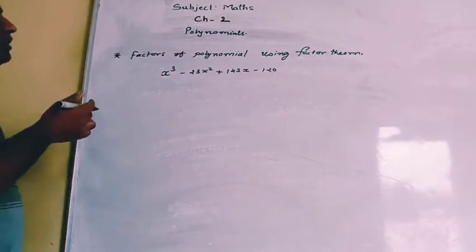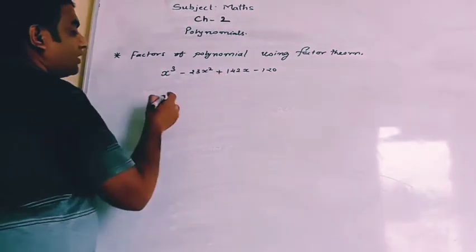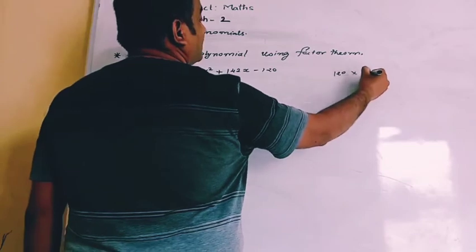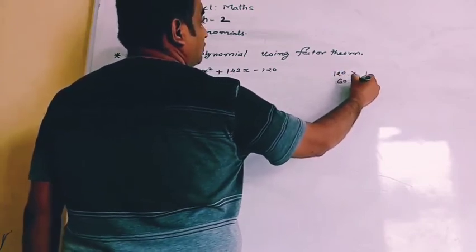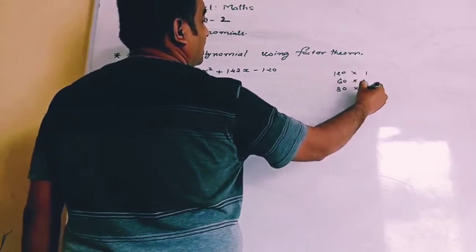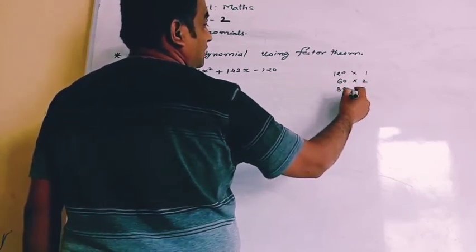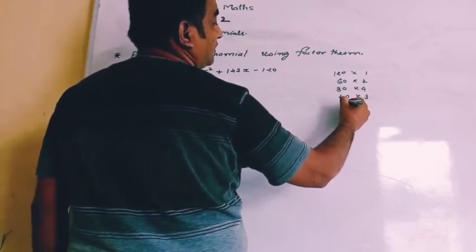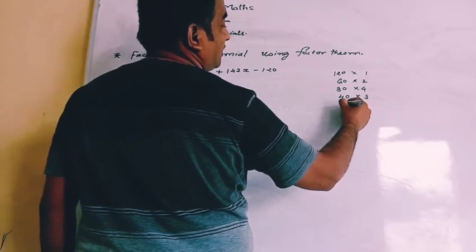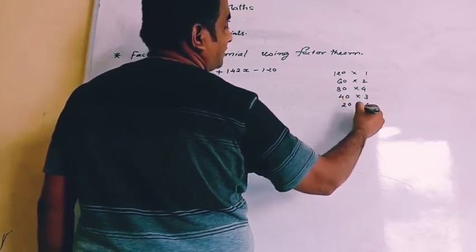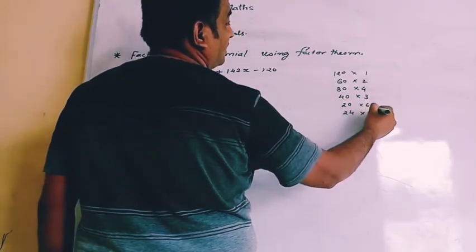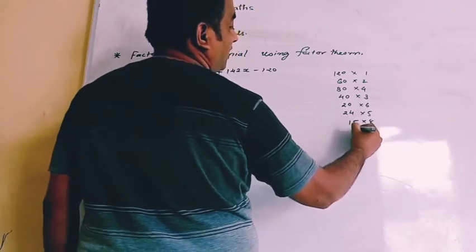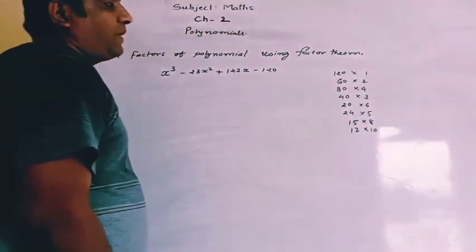Now let's see the cubic polynomial. So the last term is 120. So 120's possible factors are 1 and 120, 2 and 60, 3 and 40, 4 and 30, 5 and 24, 6 and 20, 8 and 15, and 10 and 12. These are the factors of 120.